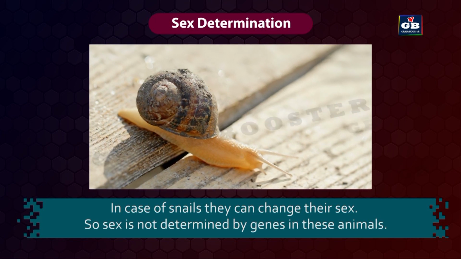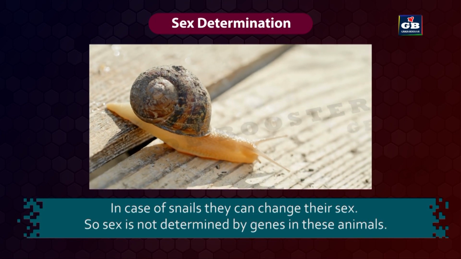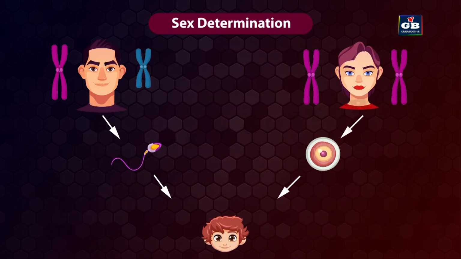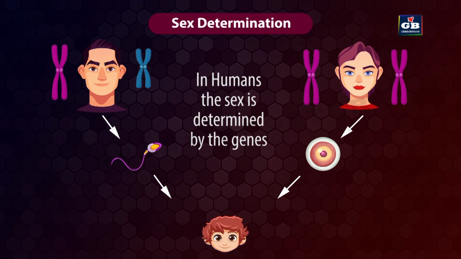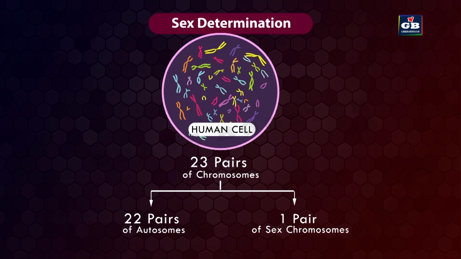In case of snails, they can change their sex. So sex is not determined by genes in these animals. But in humans, sex is genetically determined. That means the genes inherited from the parents decide the sex of the newborn baby. Each human cell contains 23 pairs of chromosomes. Out of these 23 pairs, 22 pairs are autosomes and 1 pair is sex chromosomes.